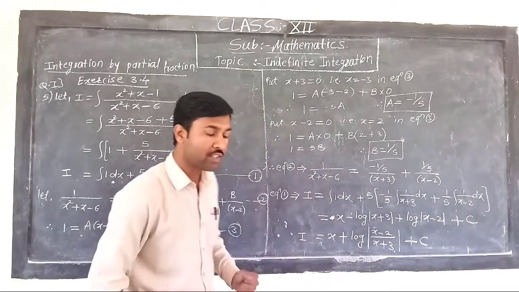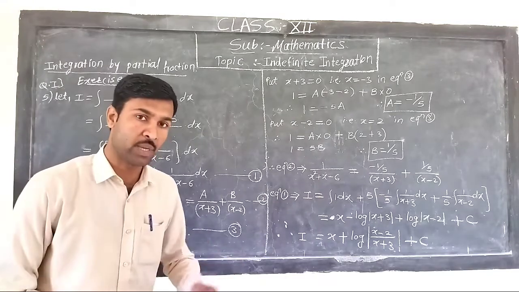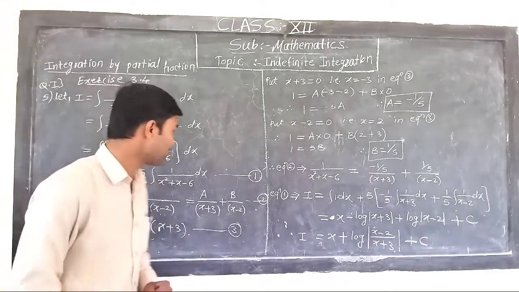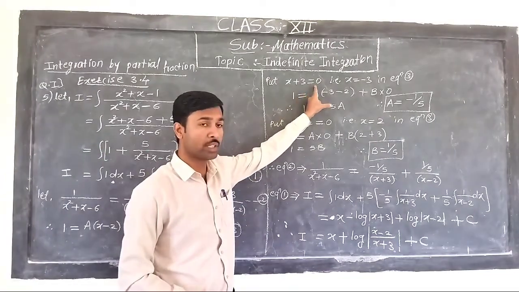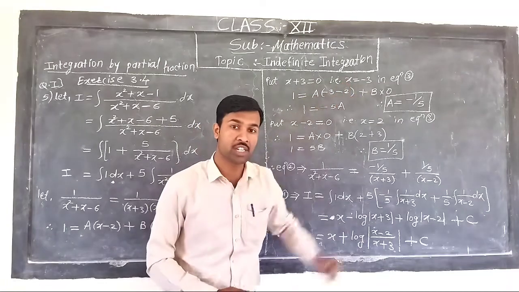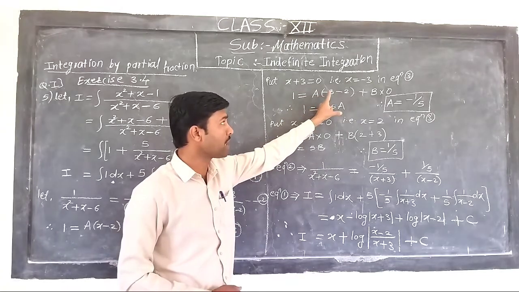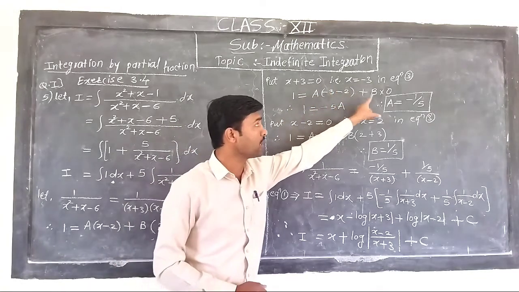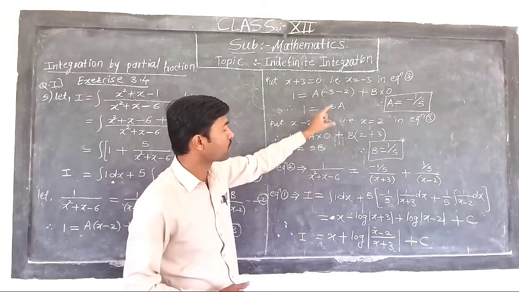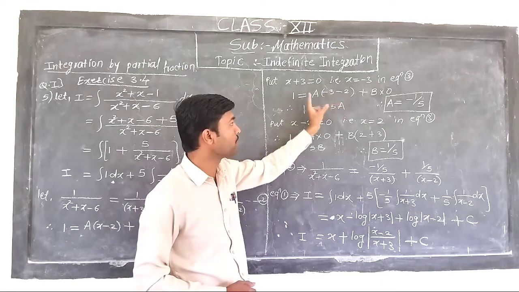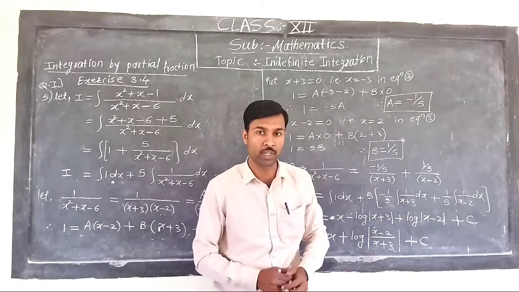Now friends, as we have taken two constants A and B here, we have to find their values also. So for finding the value of A, the denominator of A is x + 3, so put x + 3 equals 0, that is x equals −3 in equation number 3, so that equation 3 becomes 1 equals A(−3 − 2) + B times the term x + 3, which gets 0. Then after solving this, −3 − 2 is −5, A equals 1, so that A equals −1/5.